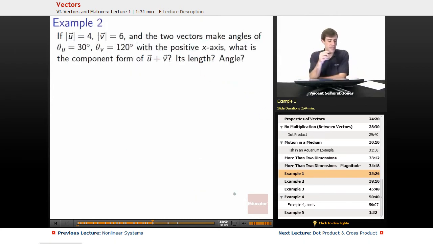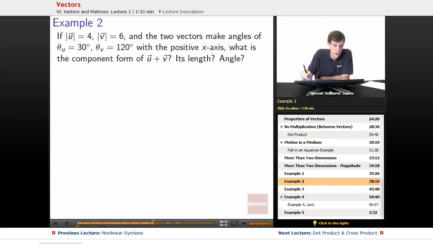All right, next example. If u equals 4, v equals 6, and the two vectors make angles of theta u equals 30 degrees and theta v equals 120 degrees with the positive x-axis, what is the component form of u plus v, its length, and its angle? All right, so let's do u in red.